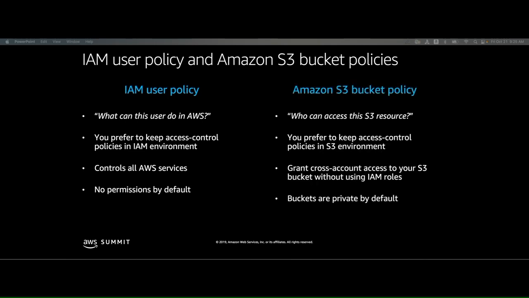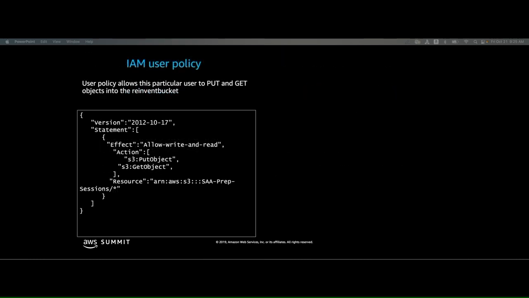Now, this is the S3 bucket. We're going to see an example of an IAM user policy and also an example of a bucket policy. So this is what we have now. This is an IAM user policy. The user policy allows this particular user to put or get objects into the reinvent bucket, as you can see. In this case, we have the effect Allow, write and read.